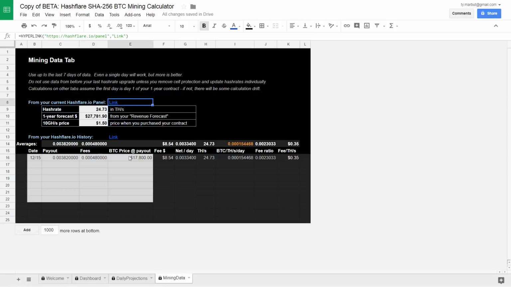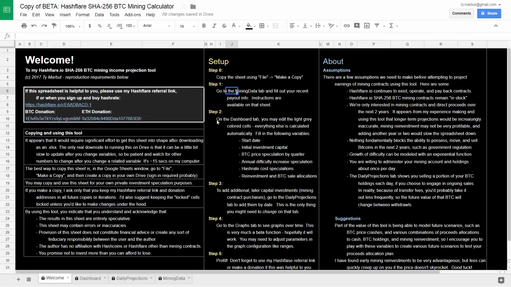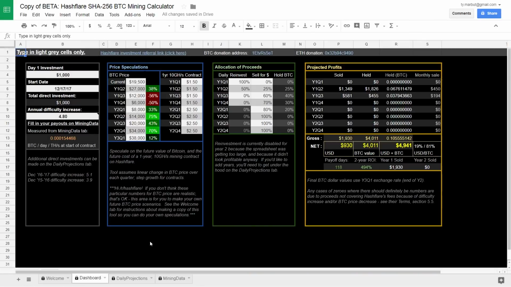Okay, so we get this all filled in, and we type in these three, and we type in our stuff down here. That gives us this very important number and some other different numbers that are used later on. So let's go then on our welcome sheet. Then we say it's time to go to the dashboard tab, and this is where you can set things. You set the start date, the investment capital, and all this stuff. So let's go over to dashboard. This is what it should look like.